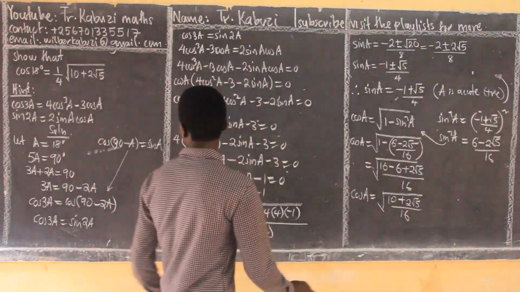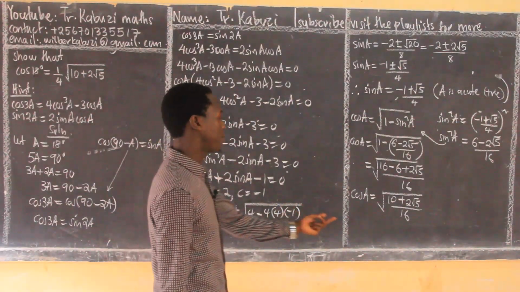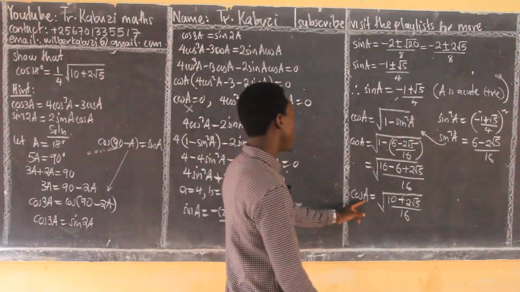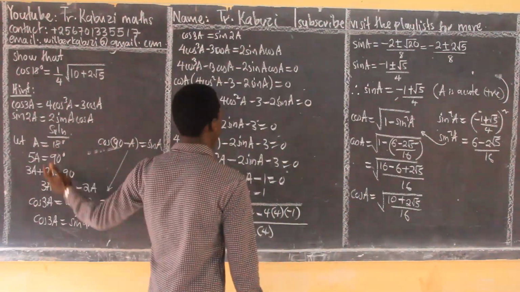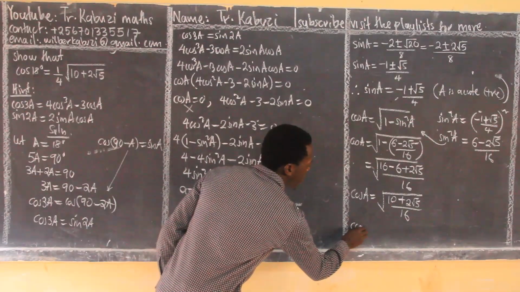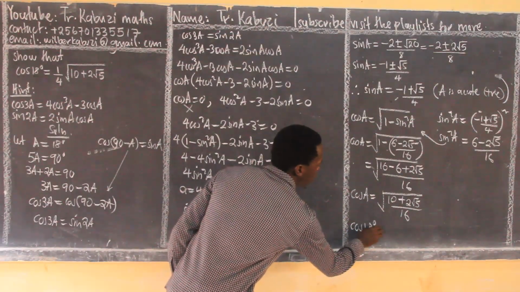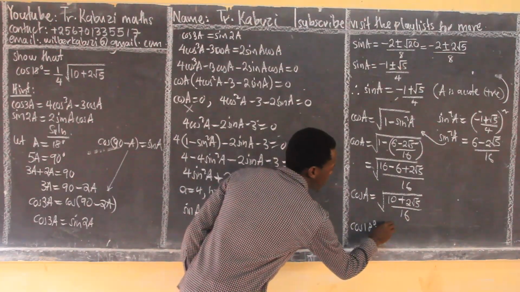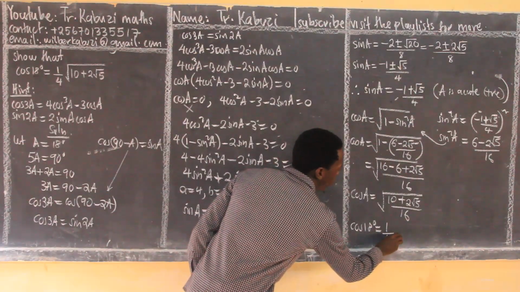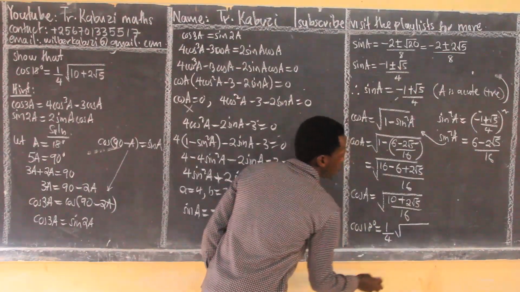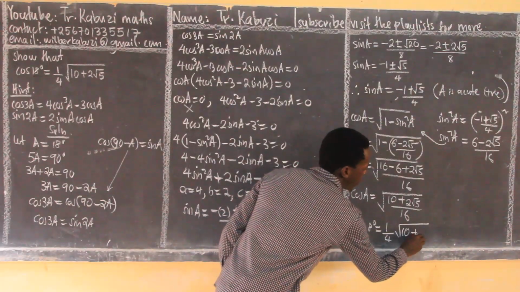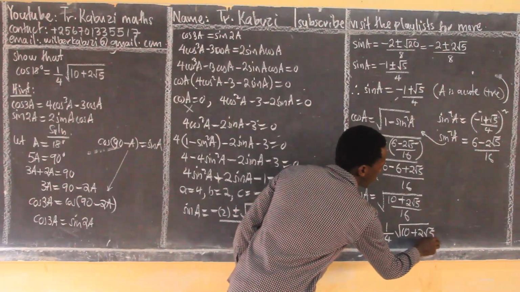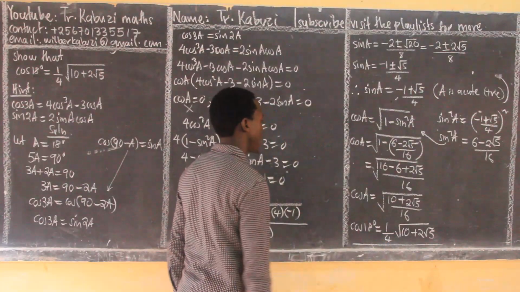And then I'm seeing here I have a 16, so meaning I have to get the square root of this. But what is my A? My A from here was 18. So now therefore my cos 18 degrees is going to be, square root of this, 1 over 4, then root of 10 plus 2 root 5. And so that's what we have.